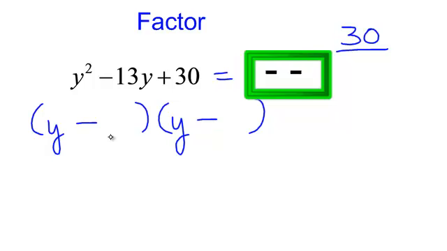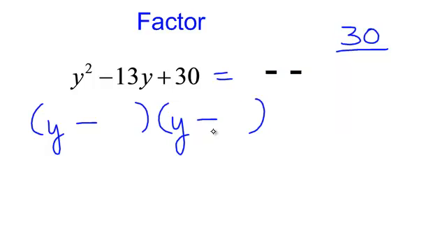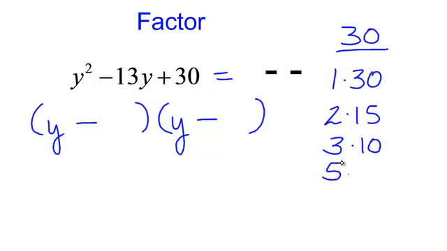Now, I will be adding because I have the same sign, so I will be adding to get to my middle term. What are the combos for 30? 1 times 30. 2 times 15. If I add those, I get 17. 3 times 10. 5 times 6. If it's not one of those, you have done your best. You write down prime or write down not factorable. But 3 plus 10 is 13.